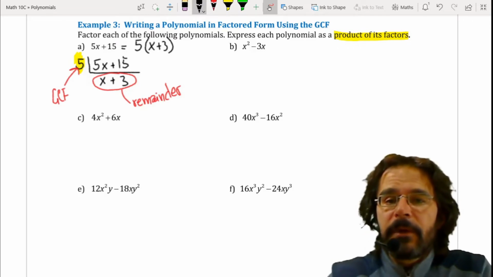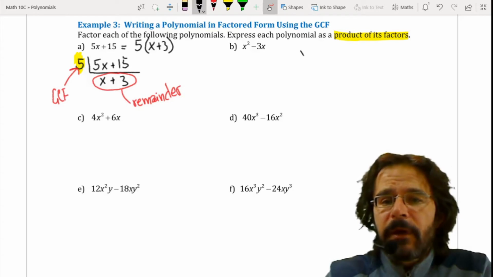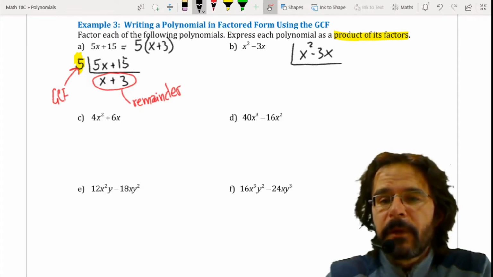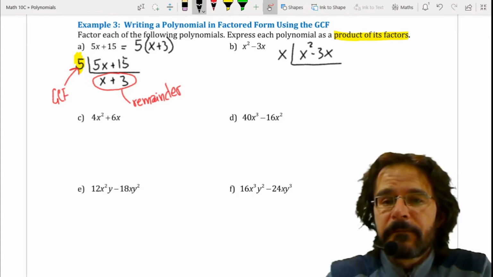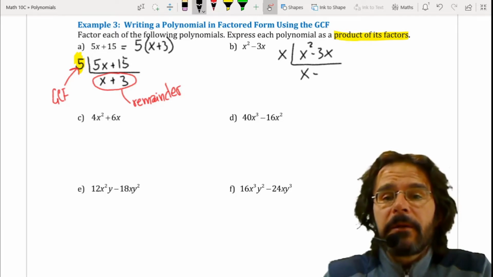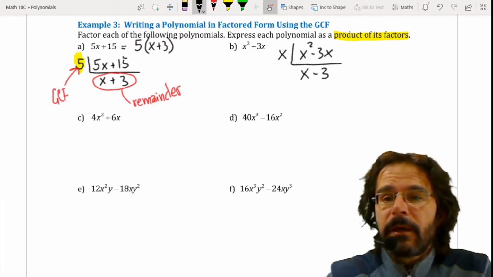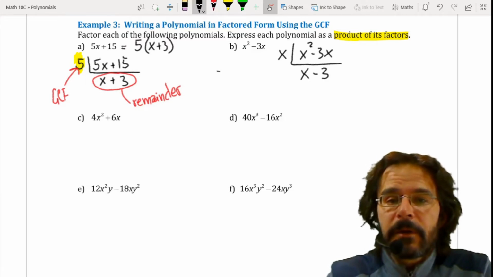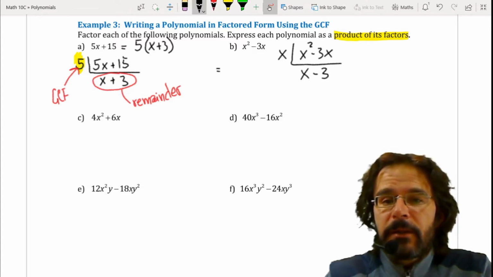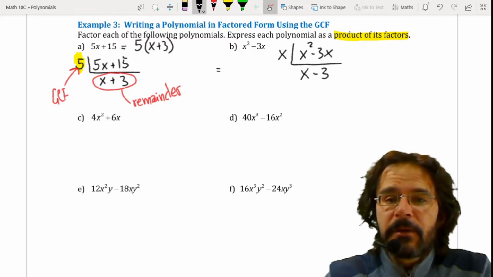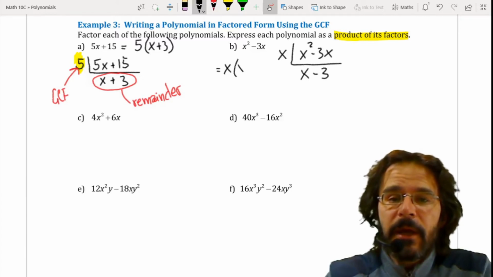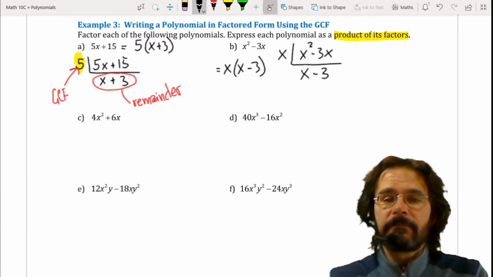Let's look at the second example here. We have x squared minus 3x. Put in our L. We can divide out an x. x squared divided by x is just x. Minus 3x divided by x leaves us with 3. I think I put it in the wrong place here, but I can write it here. So to write this polynomial as a product of its factors, it's going to be x times x minus 3.